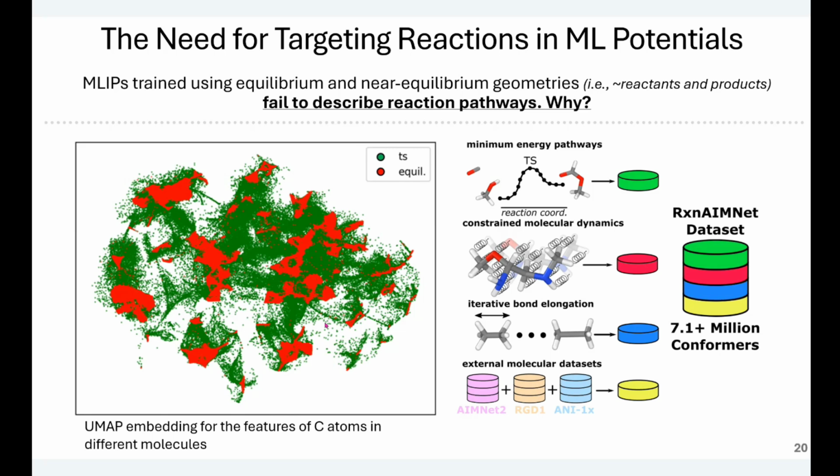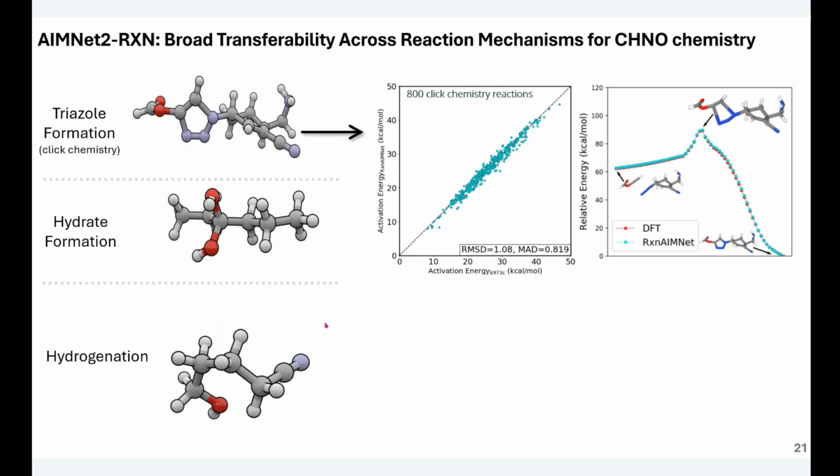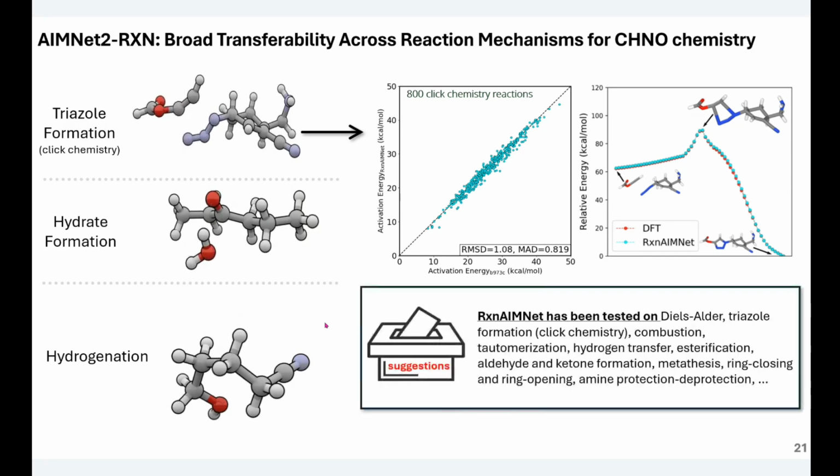He developed special data sets for CHNO chemistry, targeting all sorts of reactions, and the model is extremely accurate for transition states and a wide range of reactions. What we've been doing for months is collecting feedback and trying to find the cases where it fails. I'm pretty sure this model is stable and very broadly applicable.